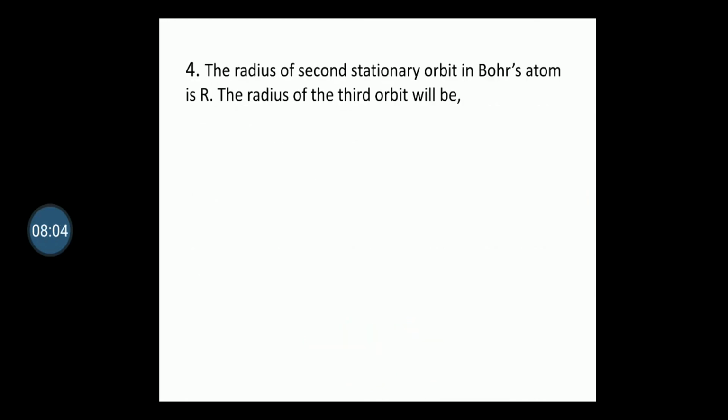One more question on Bohr's atom. The radius of second stationary orbit in Bohr's atom is R. The radius of the third orbit will be R, 2.25R, 9R or R by 3. Let's see how to solve this.